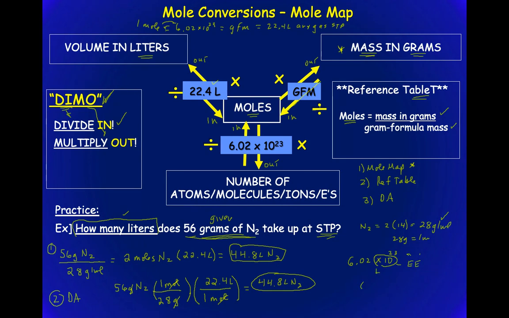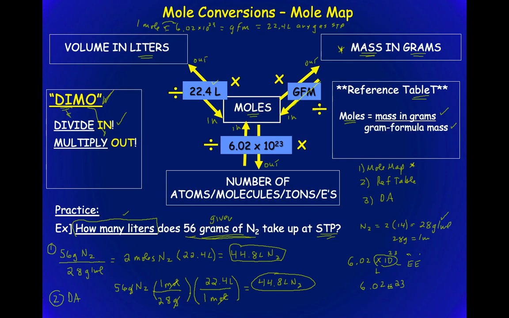So if you type this into your calculator, it would be 6.02. You would hit the second function EE, which would give you the small little e here, right? And then you would say 23. And that would be your 6.02 times 10 to the 23rd. So make your life easier that way. All right, so that's really how you use the mole map.